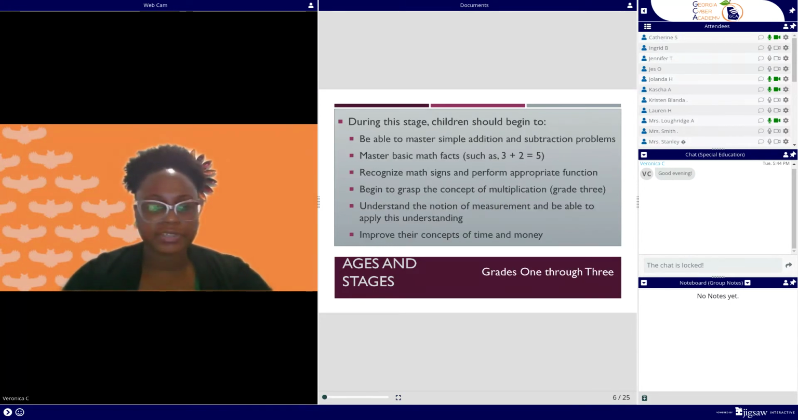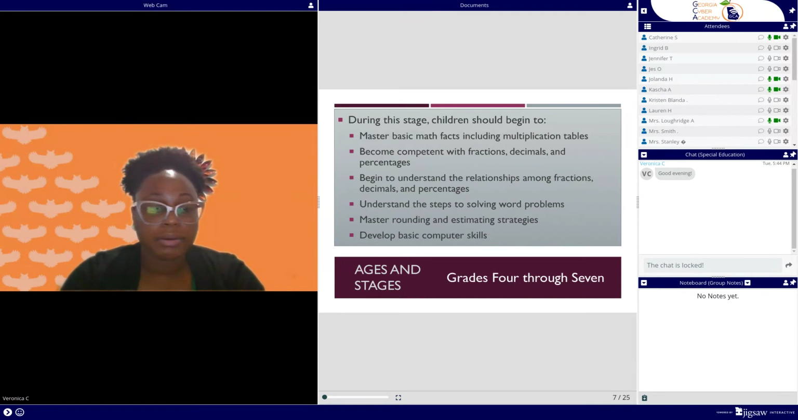When we look at grades 1 through 3, now students should be able to master those simple addition. They should know basic facts. They should be able to recognize math signs, perform appropriate functions, grasp the concept of multiplication, understand the notion of measurement, and be able to apply that and improve their concepts of time and money.